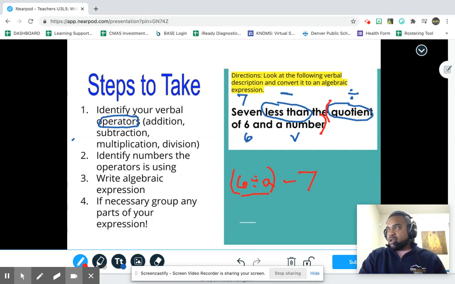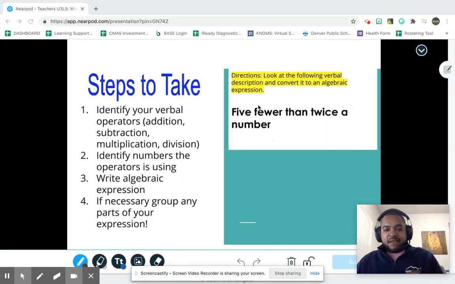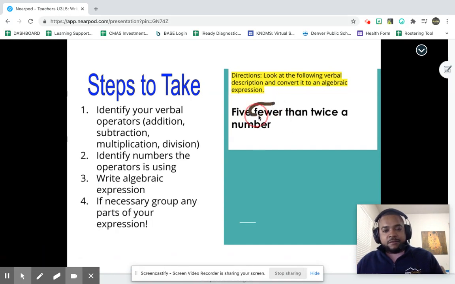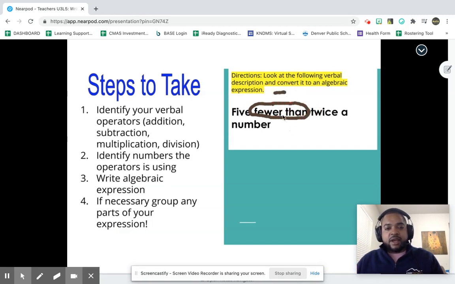Let's look at another example. 5 fewer than twice a number. So I want to identify my verbal operators first. I know one off the bat already. It is the term "fewer than." And when I think about something that's fewer than, I understand that it's subtraction.